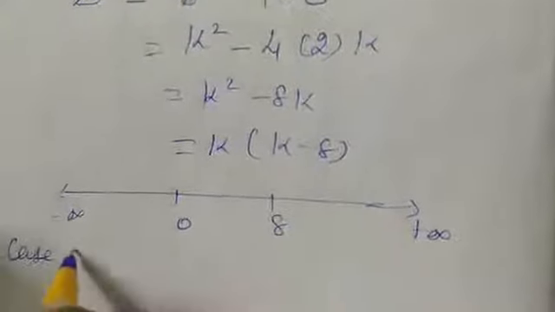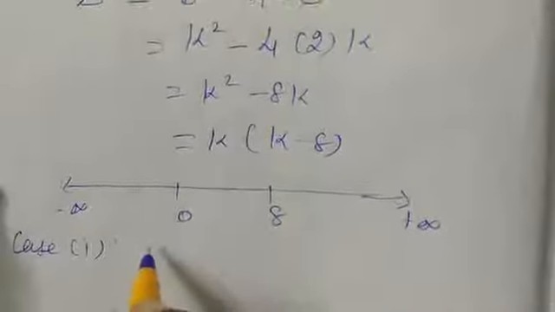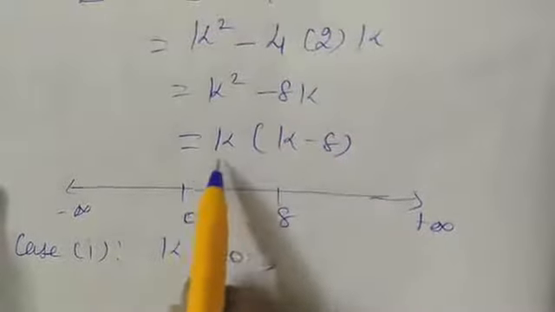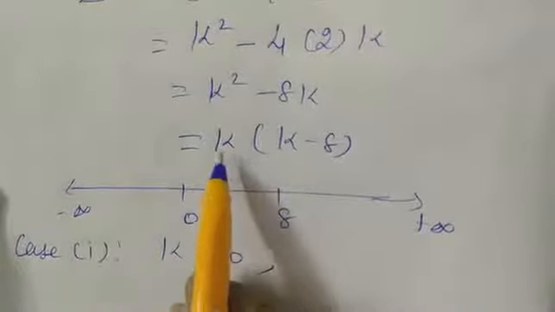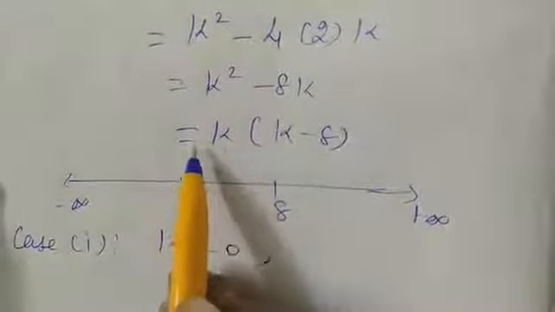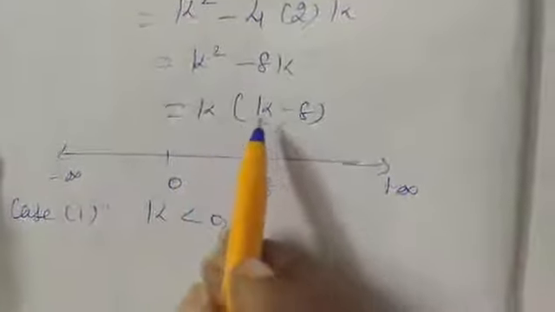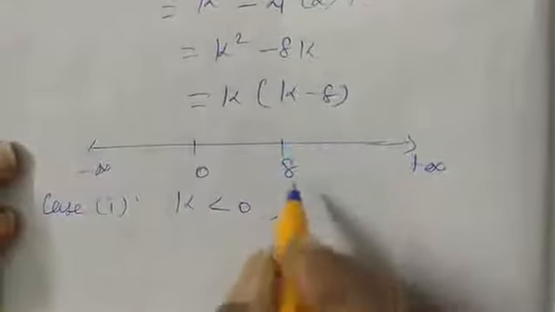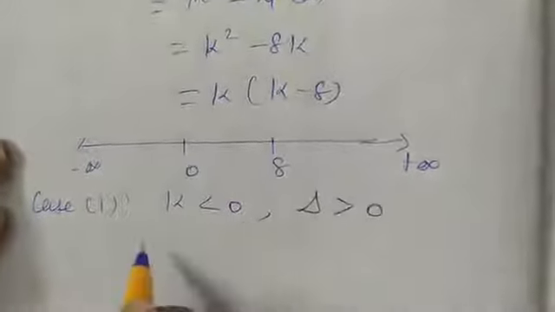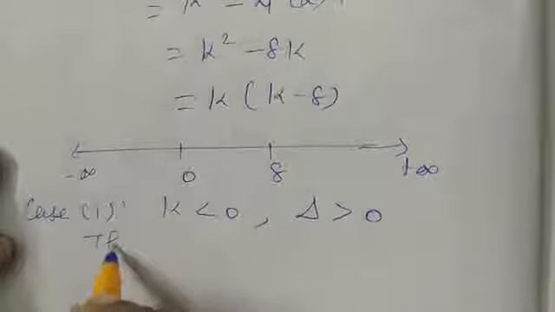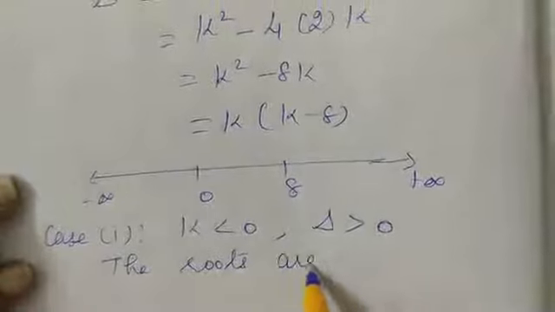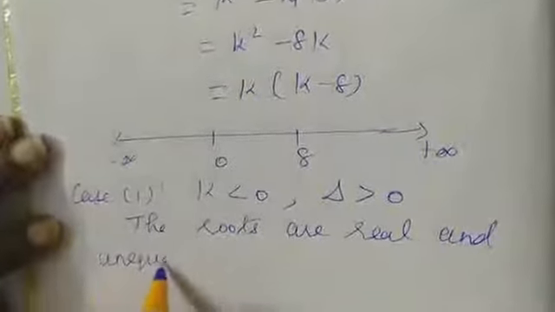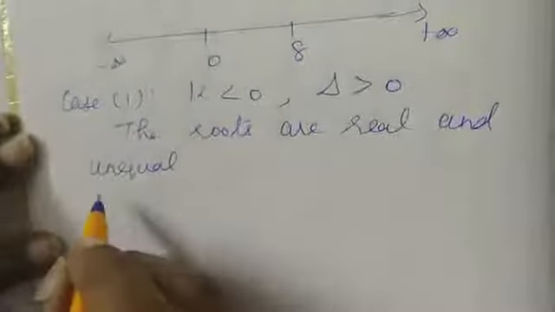First case 1, if k is less than 0, that is k is negative. K is negative in the sense we can put negative values for k, substitute. For example, substitute k equal to minus 1. If I substitute k as minus 1, this is minus 1 into minus 1 minus 8 is minus 9. So minus 1 into minus 9 is nothing but plus 9, which is positive. That is delta is greater than 0. If discriminant is greater than 0, we know that the roots are real and unequal. This is first case.